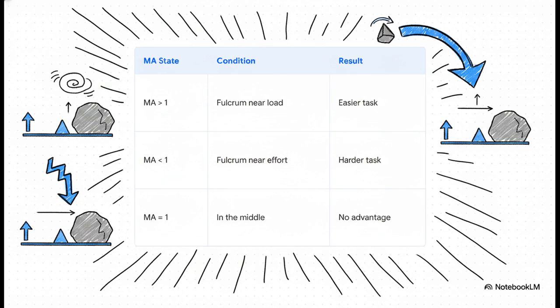But beware the disadvantaged state, where MA is less than 1. This happens if the fulcrum creeps too close to your effort. Suddenly, the task becomes much harder, offering literally no benefit to you.